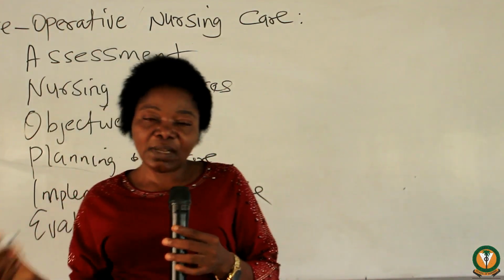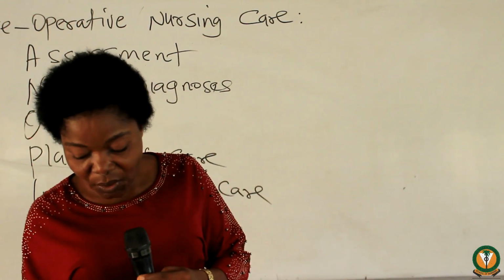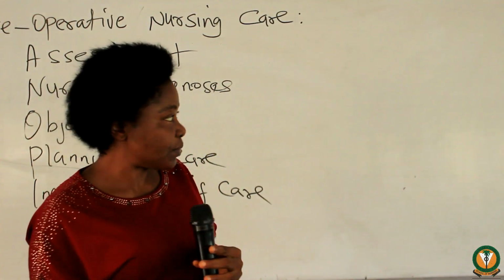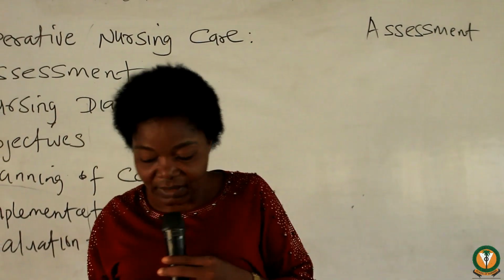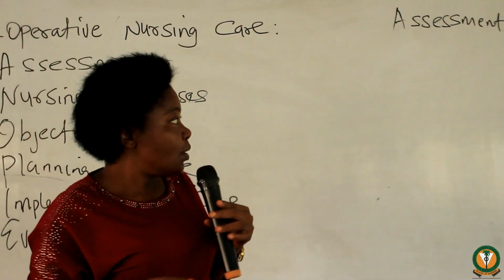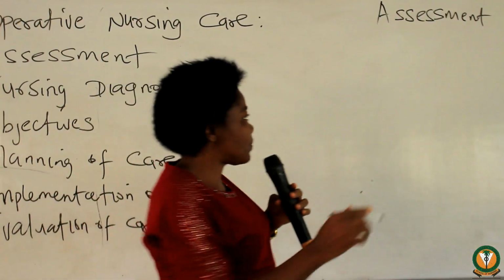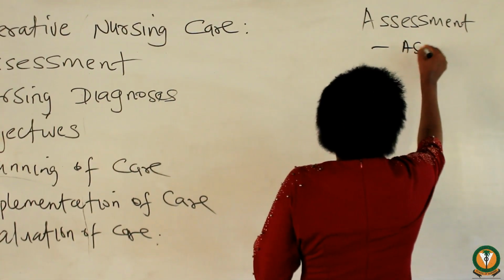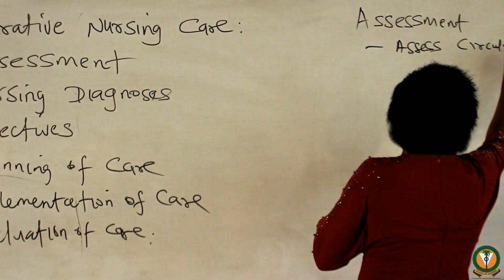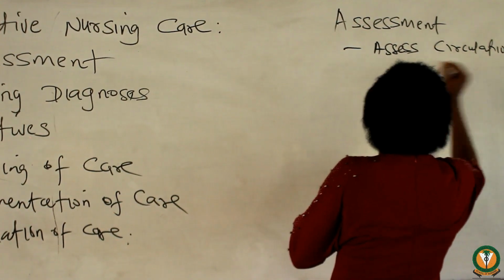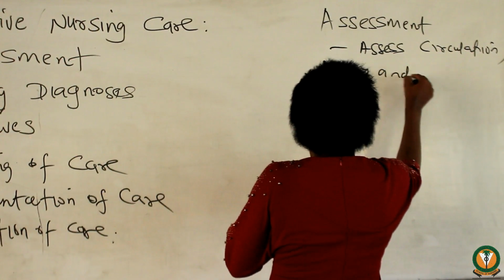Having established emergency signs, level of consciousness and priority signs, the next thing we are going to do is to take our history. So we say that what we basically do in assessment is to assess circulation, airway, and breathing.